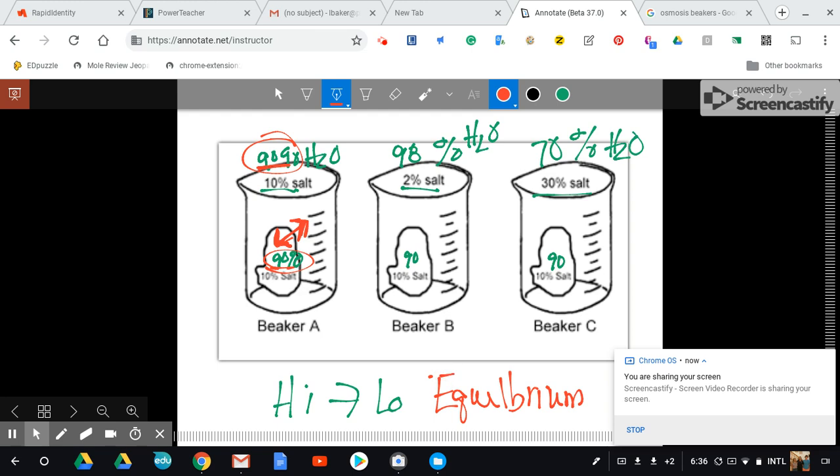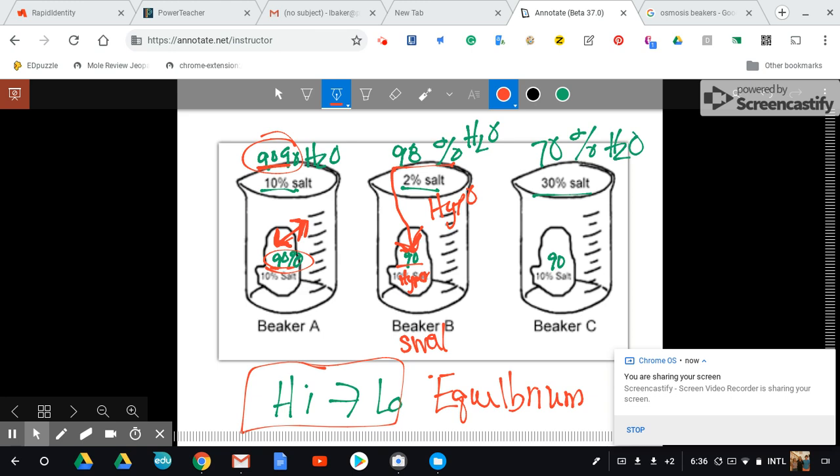So if I look at this one, I've got 98% water outside and 90% water inside. Once again, look right here, high to low. So water is going to come into the cell. This is considered to be a hypotonic solution. This right here is hyper, because that's what's drawing the water in. And so your potato is going to swell, because it's going to take in some of that water.